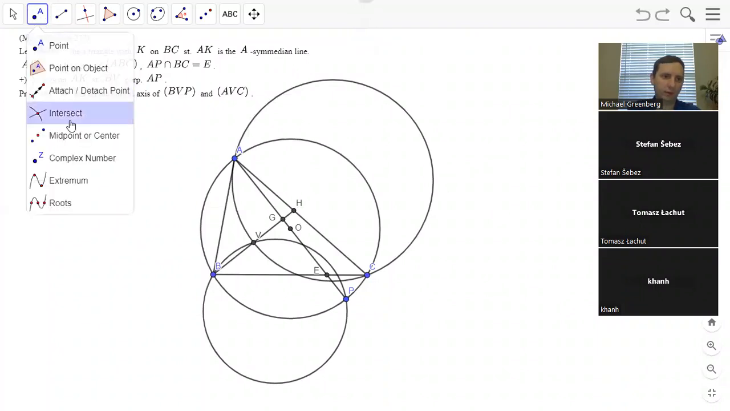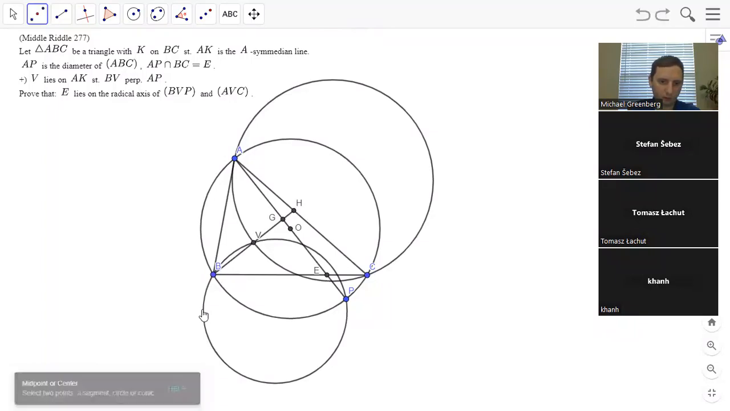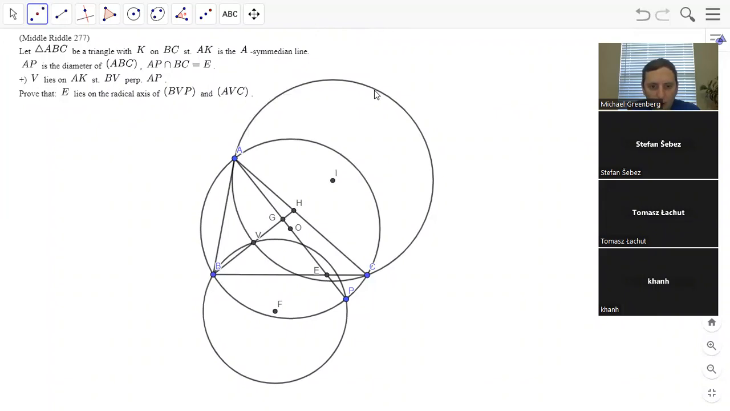Let's look at the centers of these circles. See if there's anything special. I wonder if, because we can try to use Casey's theorem. So we want to show that E has the same power with respect to these two circles.